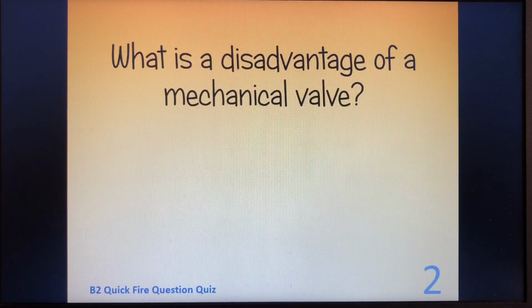So question 2. What is a disadvantage of a mechanical valve? Now, this mechanical valve will be going in the heart, where the heart valve has failed, so backflow of blood is occurring, and a mechanical valve means that it has been made synthetically. It's not come from an animal. Okay, there are 3 possible answers here, therefore 3 possible points. What is the disadvantage, or a disadvantage, or even 3 disadvantages of a mechanical valve?